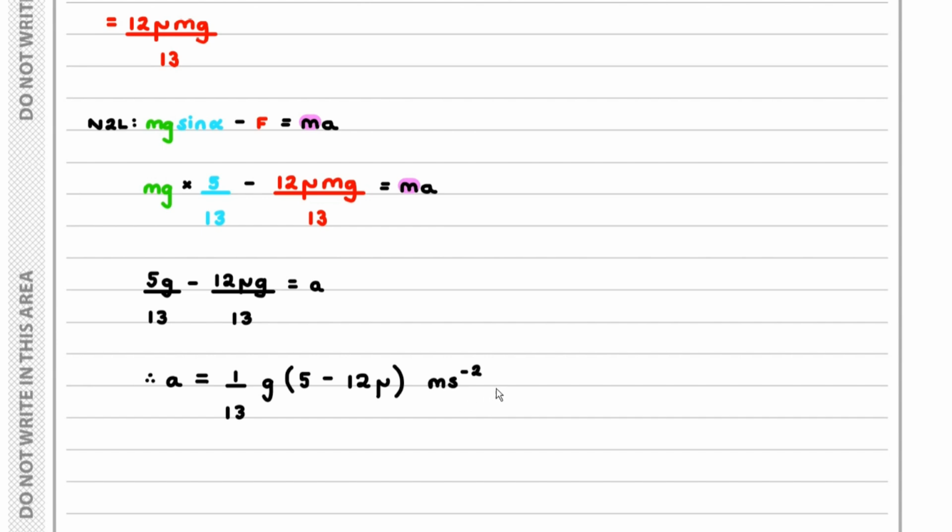Now the m's cancel on the left and the right hand side, leaving us with 5g over 13 subtract 12 mu g over 13 on the left hand side, and on the right hand side we have a. And if I solve for a by factoring out a 1 over 13 g, a is equal to 1 over 13 g multiplied by 5 subtract 12 mu meters per second squared.